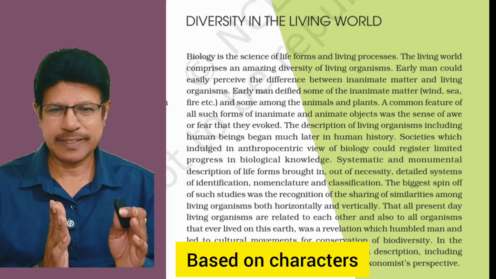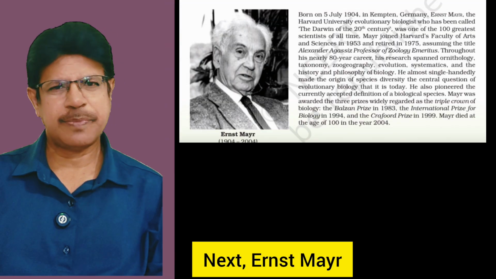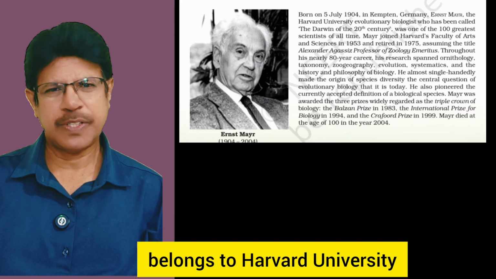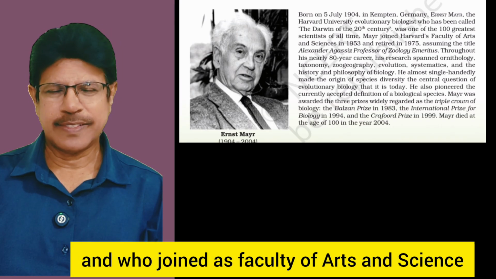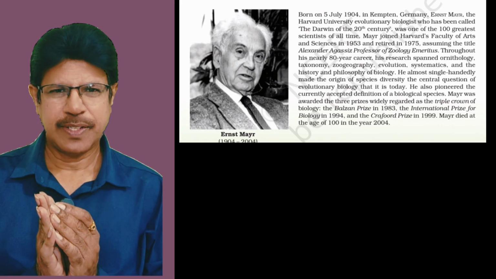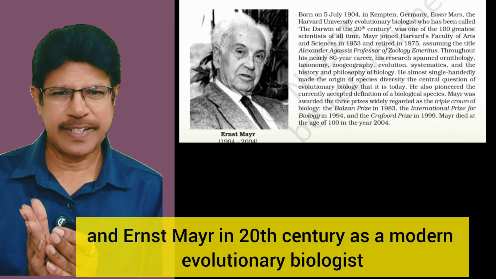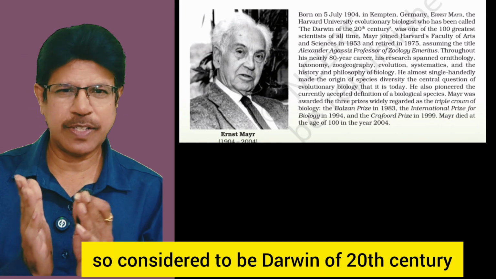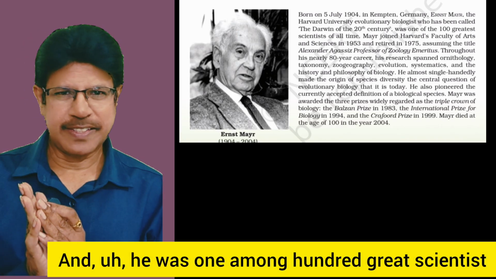Based on characters, it is universally accepted. Next, Ernest Mayr. Ernest Mayr, a German-born scientist who belonged to Harvard University and joined as faculty of arts and science, was considered to be the Darwin of the 20th century. Darwin contributed in the 19th century as an evolutionary biologist and Ernest Mayr in the 20th century as a modern evolutionary biologist. And he was one among 100 great scientists.